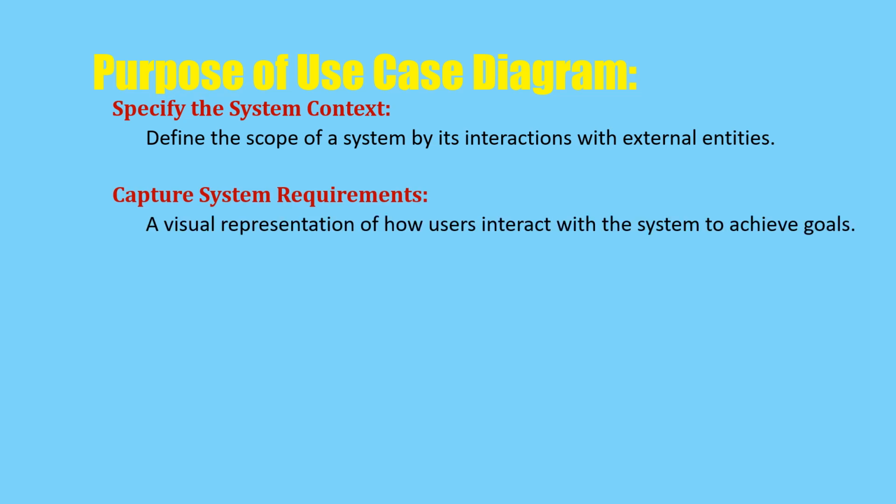Capture system requirements. They provide a visual representation of how users, you can say actors, interact with the system to achieve specific goals, capturing the functional requirements of the system. For example, a use case diagram for a library management system would include actors such as librarians, borrowers, and administrators, along with their interactions like borrowing books, returning books, and managing library resources.